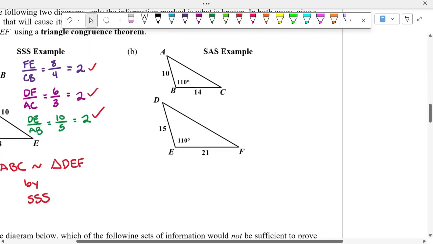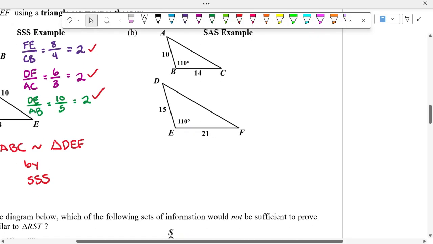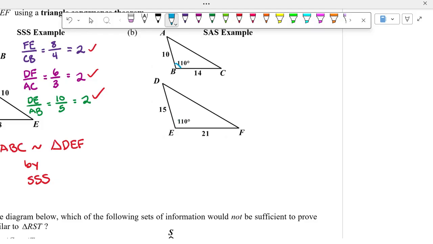Now let's look at the side angle side example. So first off, are the two angles that they gave us congruent? Yes. So these two angles are congruent. So we can say angle ABC is congruent to angle DEF. All right, so that's our first criteria.